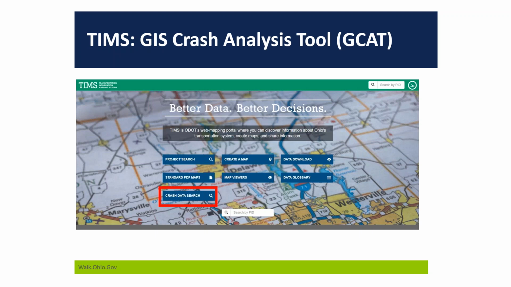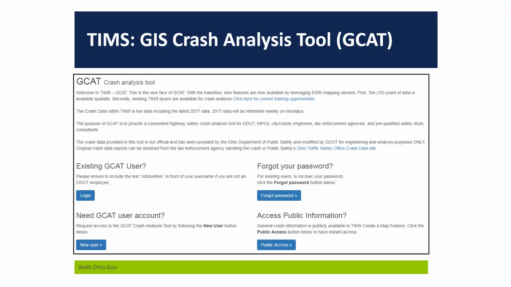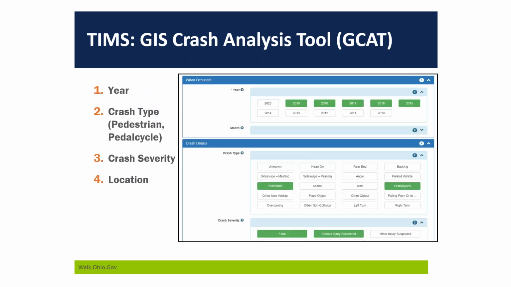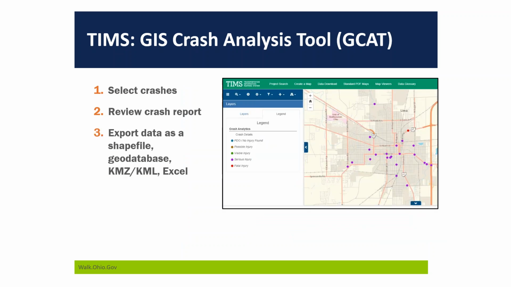I'm going to briefly cover GCAT, our GIS crash analysis tool, which is within TIMS. If you need a username, you click there and ask for an account, and somebody at ODOT will work with you to get you an account set up. You can gather crash data. It'll first prompt you to enter some information, like the years you're looking for, a specific crash type, specific crash severity, and location, whether that's by ODOT district, county, township, or city. Then it will populate a map for you. Different shapes and colors indicate different types of crashes or how severe the crashes were.